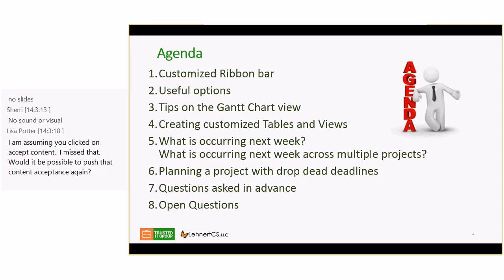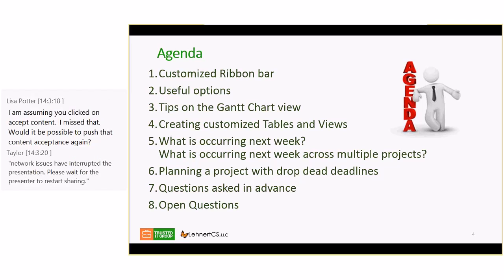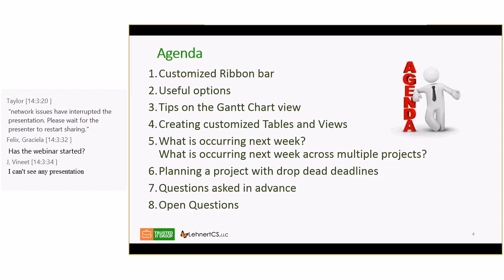This is a very frequently asked question: what is occurring next week in a project, and how can I see what is occurring next week in a project, or essentially across multiple projects? Most of us are managing more than one project, and it'd be nice to get all that in one place. Another frequently asked question is, I have drop dead dates. How do I actually plan my project so I can know about the drop dead dates and I can plan on hitting them?